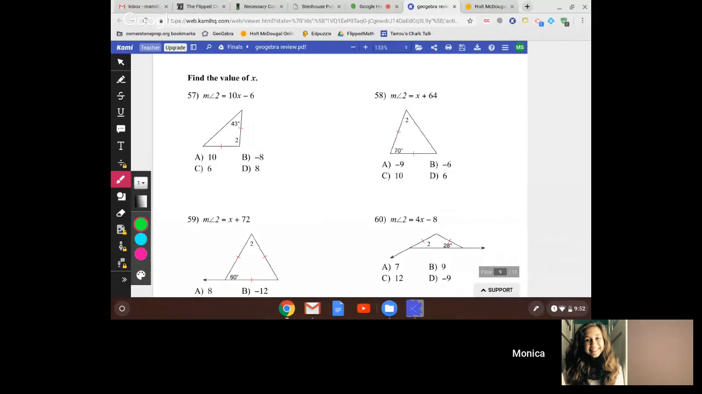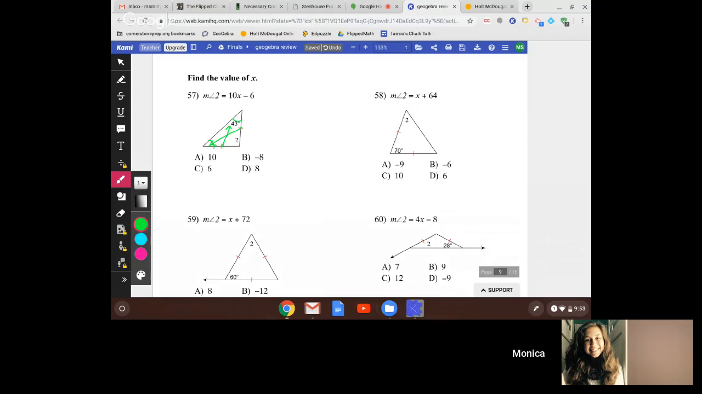Okay, so for number 57, Isabel, what we're looking at is an isosceles triangle, and we have to find the value of x there. So what we know about isosceles triangles is that the angles that are opposite the congruent sides are also congruent. So if we look at this triangle, there's the angle that's opposite that side. Here's the angle that's opposite this side. So we know this angle and this angle are both 43 degrees.